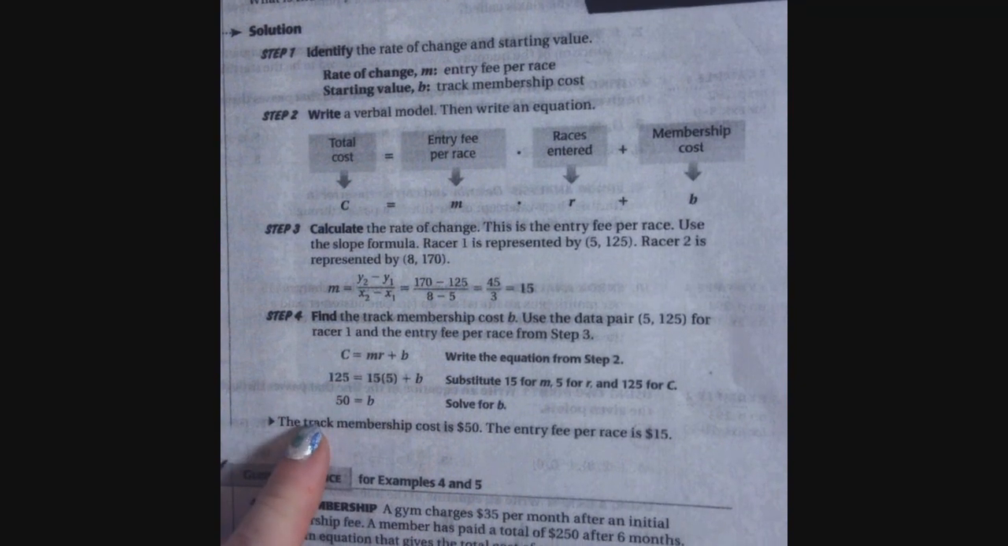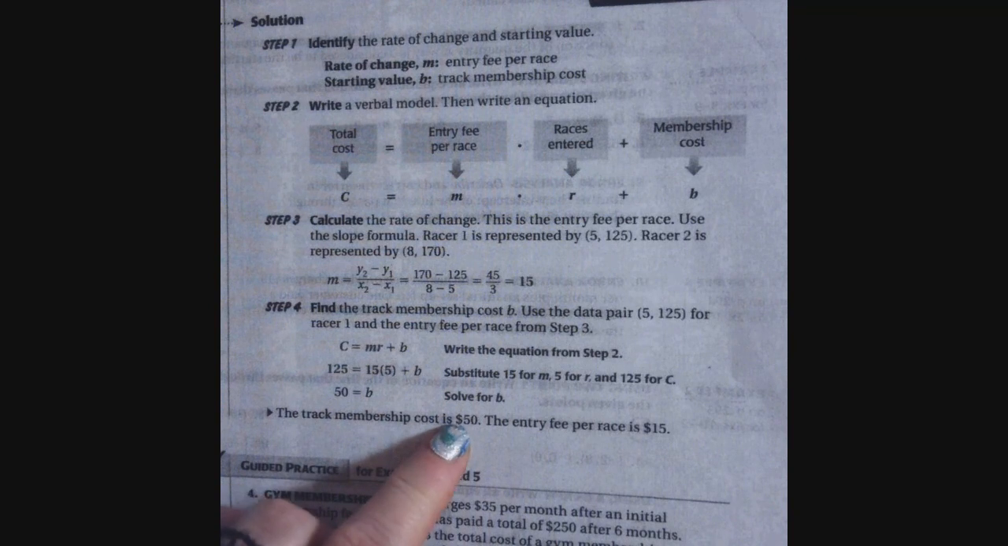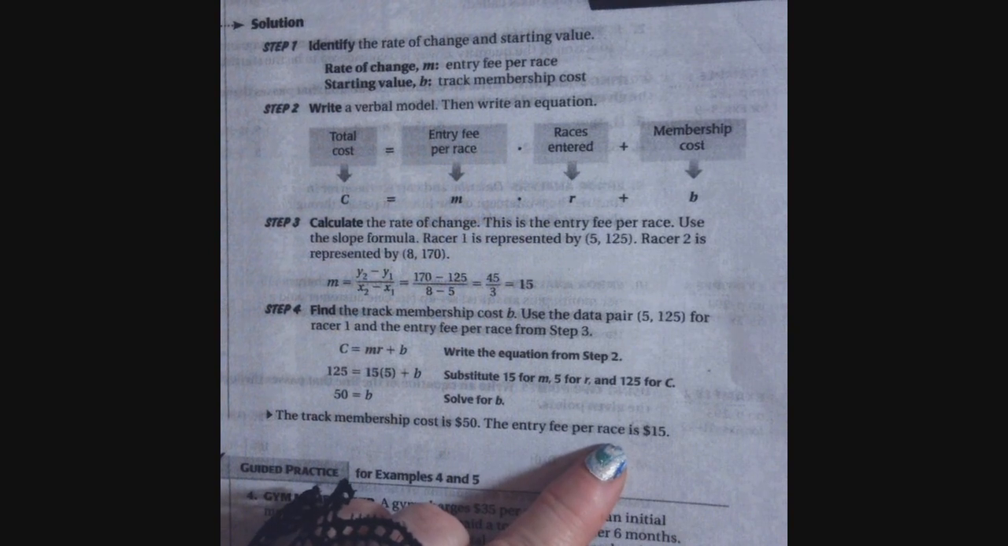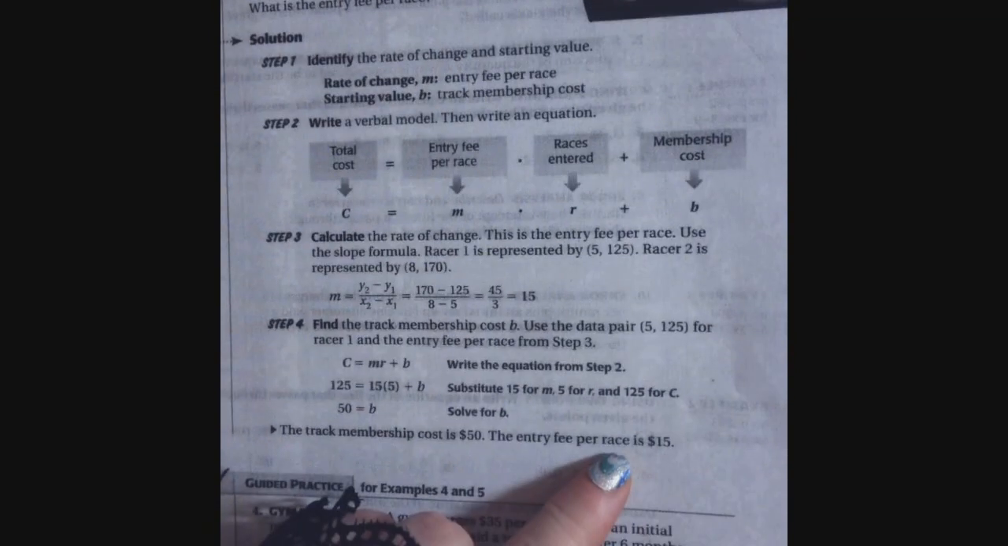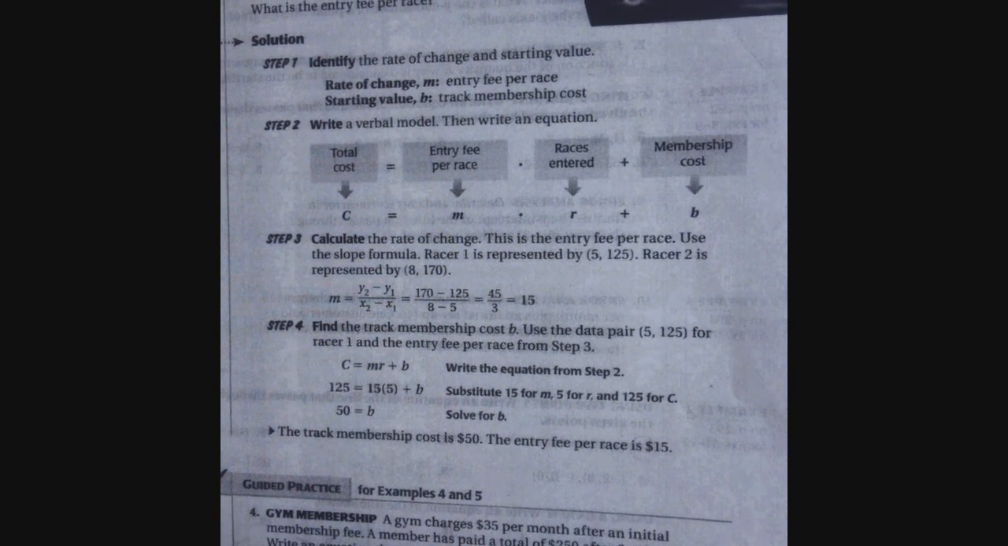So now you answer the question. Always answer the question. The track membership cost is $50. That's the initial cost, how much it costs to go in. Then the entry fee for every race is $15. That's the slope. So do you see whether you're just figuring it out or they're giving it to you from a real world problem? You are going to use the information as ordered pairs and figure out the information, whether it's slope or the initial cost.